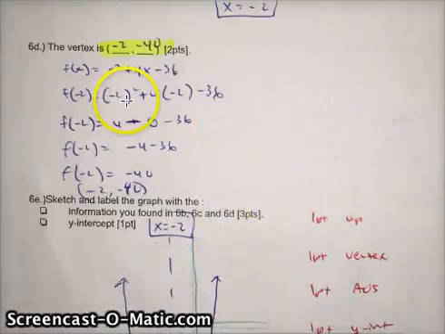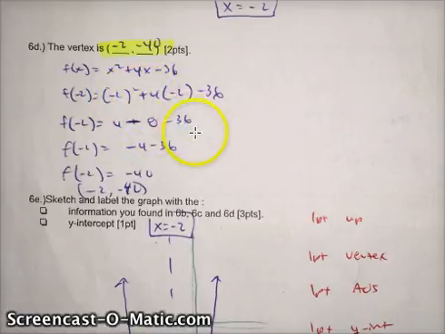F of negative 2, so I get negative 2 squared is positive 4. 4 times negative 2 is negative 8, minus 36. I'm just using order of operations there. 4 minus 8 is negative 4. And negative 4 minus 36 is negative 40. Negative 2, negative 40 is your vertex.